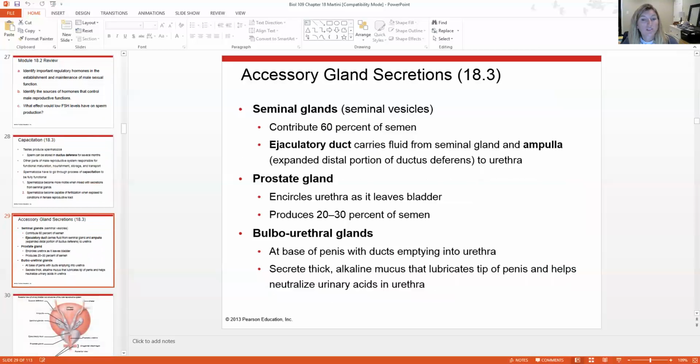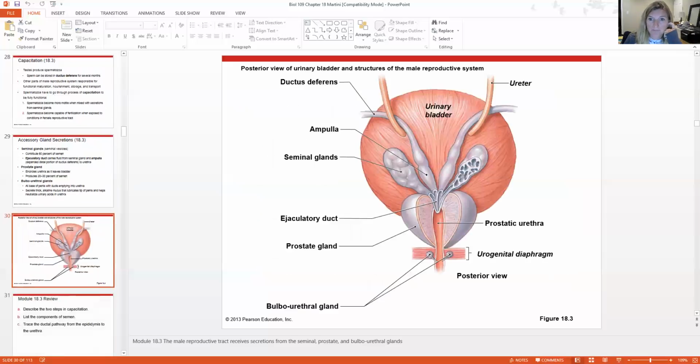The seminal glands, or seminal vesicles, contribute 60% of the fluid to semen. The ejaculatory duct carries the fluid from the seminal gland to the ampulla, which is basically an enlargement at the end of the urethra. The prostate gland encircles the urethra as it leaves the bladder and produces a little bit of semen secretions as well. The bulbourethral gland is at the base of the penis, and it empties into the urethra. It has a thick alkaline mucus that lubricates the tip of the penis and helps neutralize any urinary acids within the urethra.